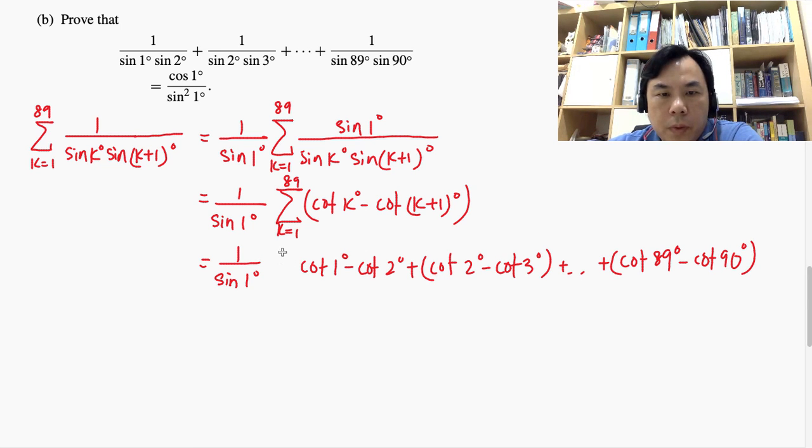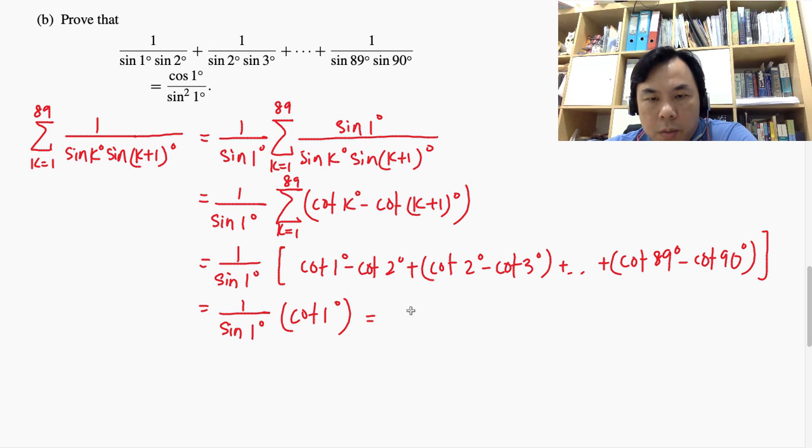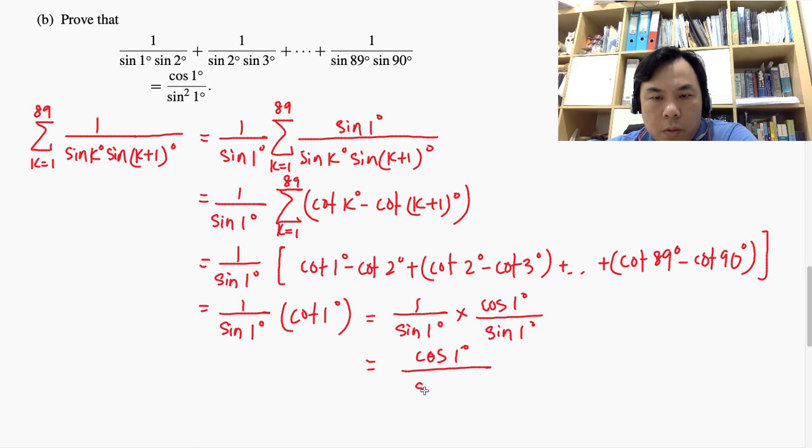Alright, so that is how it would actually look like. Okay, so from here we're going to rearrange again. You will notice that in this case we will only be able to get cotangent 1 degree here. Right, so cotangent 1 degree is basically cosine 1 degree over sine 1 degree here. So therefore you have cosine 1 degree over sine square 1 degree. Therefore that completes the proof here. Right, so I hope that's clear.